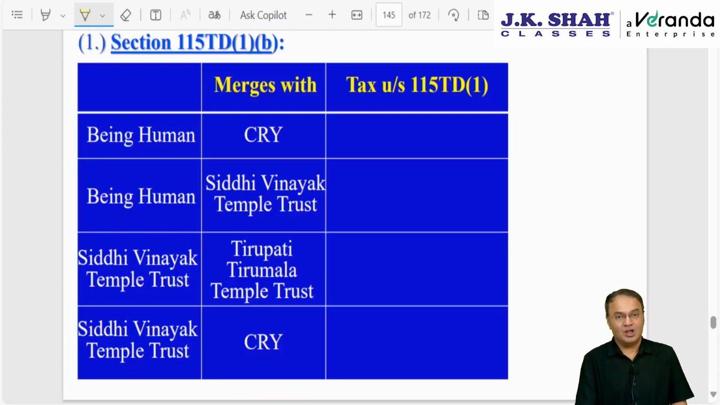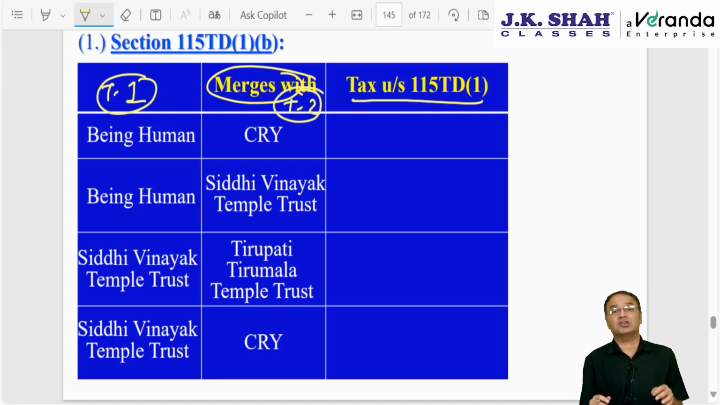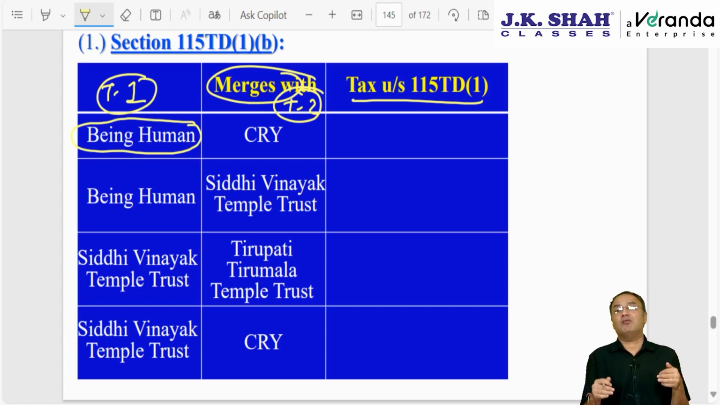Supposing this is trust number 1 which merges with trust number 2. Whether accreted income will be taxed under subsection 1 of 115TD at 34.944% or not. For example, Being Human, which is a trust run by Salman Khan, a Bollywood actor. Being Human is meant for street children, for sponsoring their education, their day-to-day expenses, their accommodation. He sponsors everything. And the other trust with which it merges, trust number 2, is CRY, that is Child Relief and You, which is also for children.